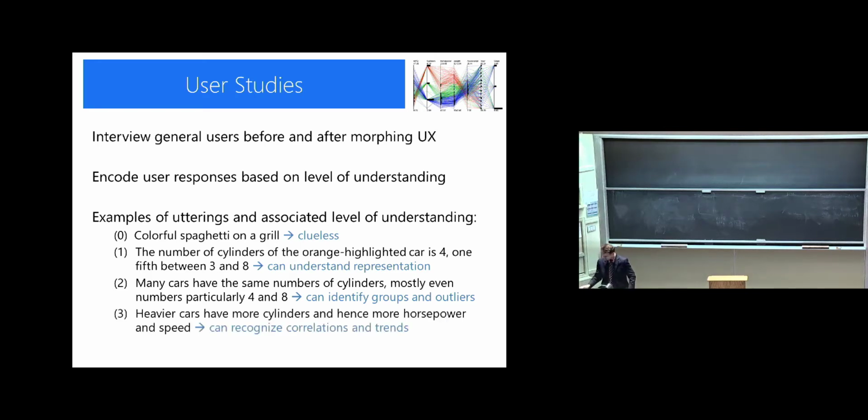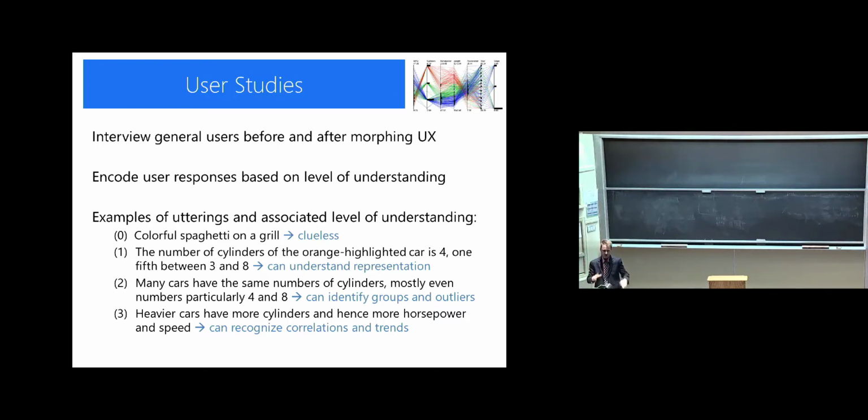And if they could finally say that heavier cars have more cylinders and hence more horsepower, and speed, then people have understood the visualization completely, right? They were able to derive knowledge and insight from it. That was the best they could do, right? They really used the visualization and learned something from it. So that's of course the best answer you can have, right?